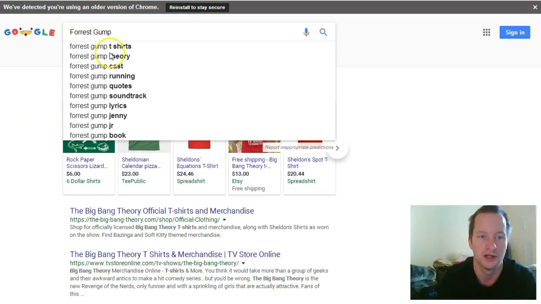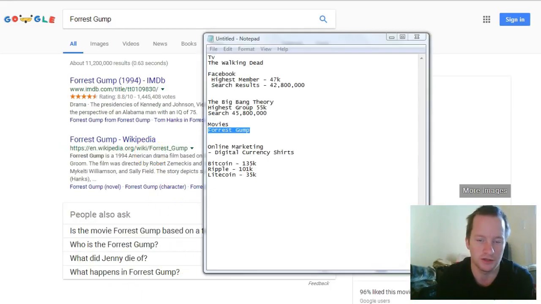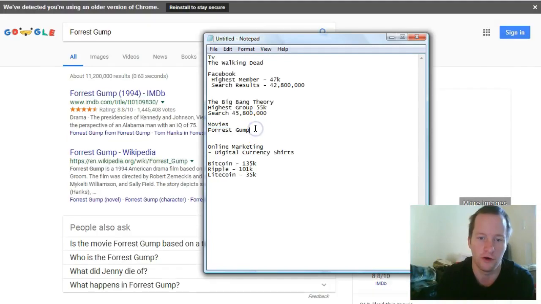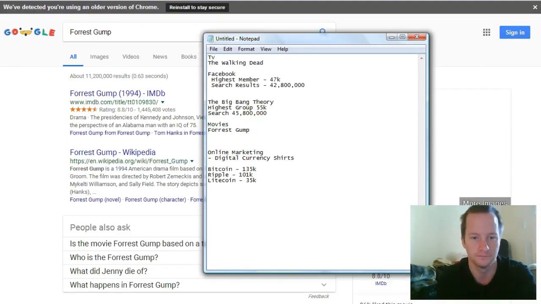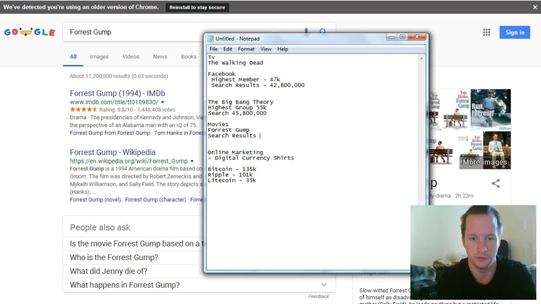So let's see what it brings back in the search result. It's a pretty popular movie. Okay, so it brings back, looks like, the lowest number so far. The search results is 11,200,000. So it doesn't have as much.